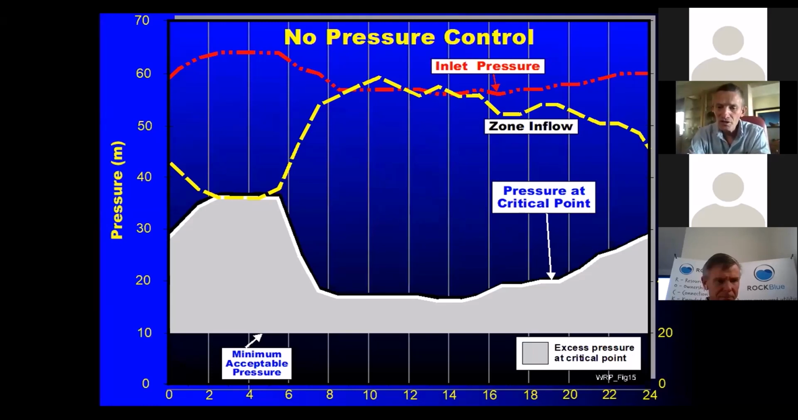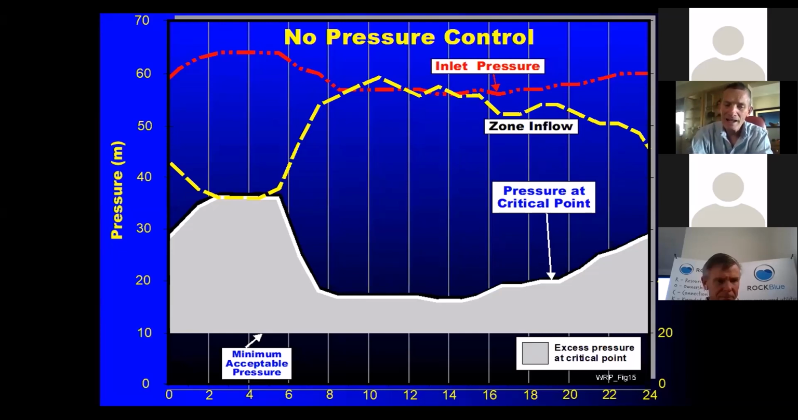This is a zone, this is a 24-hour profile, and don't worry, you don't need to get bogged down too much in the detail. The red line at the top represents the inlet pressure to the zone. The yellow line, which is just below the lead, represents the flow going into the zone.